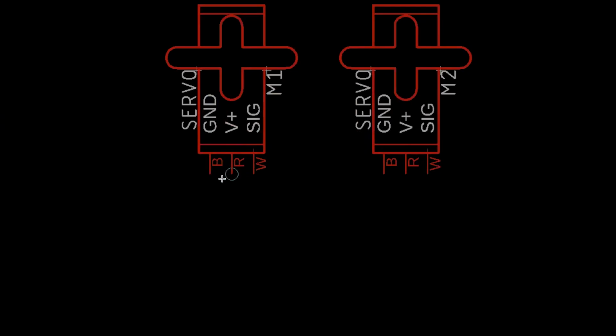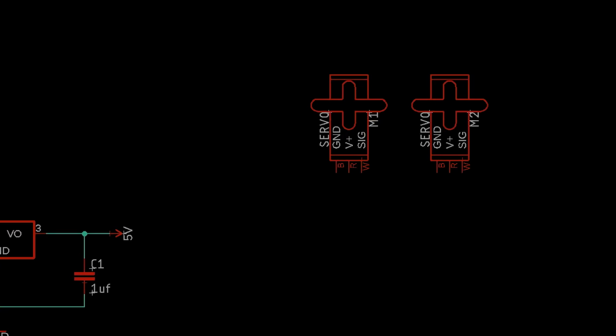Each one of these has a black wire, a red wire, and a white wire. So the black wire is going to go to ground. We're going to do another one of these little copy-paste things with the ground signal here. Here we go. This black is going to go to ground, and we're also going to do the same for this servo. Let's go ahead and wire that up. Black to ground, black to ground.